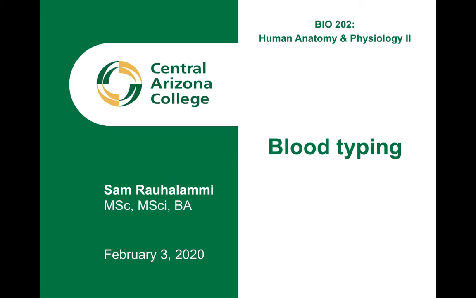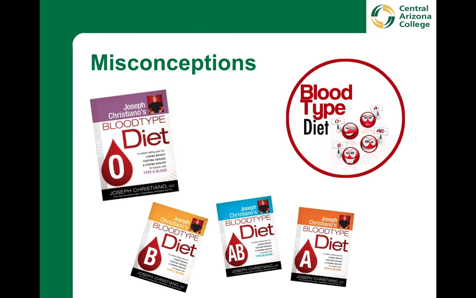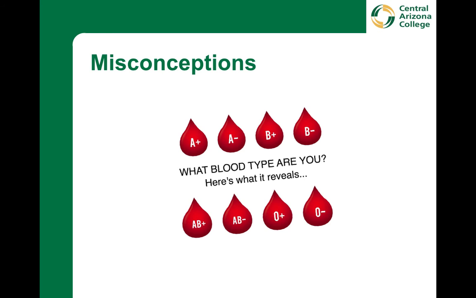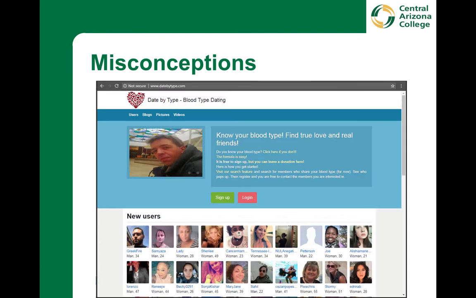In this video, we will discuss blood types with a particular focus on the ABO typing. There are so many misconceptions about blood typing. Some believe that you can eat based on your blood type, or that your blood type defines your personality. According to some, you can even find a perfect relationship based on your blood types. A lot of people are confused about blood types.